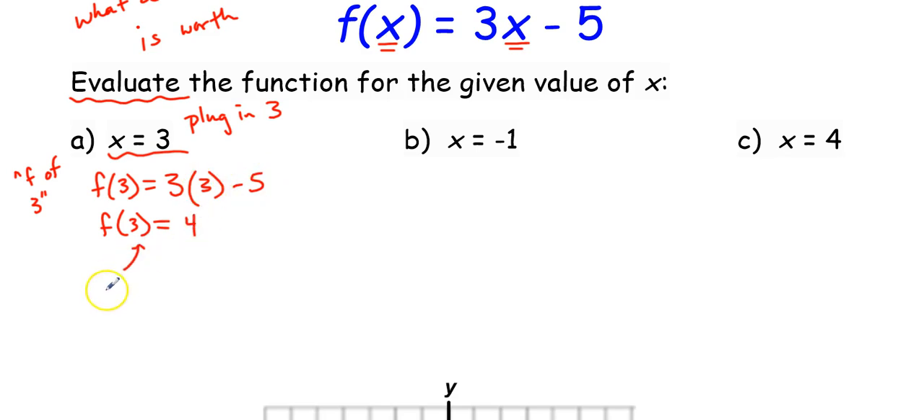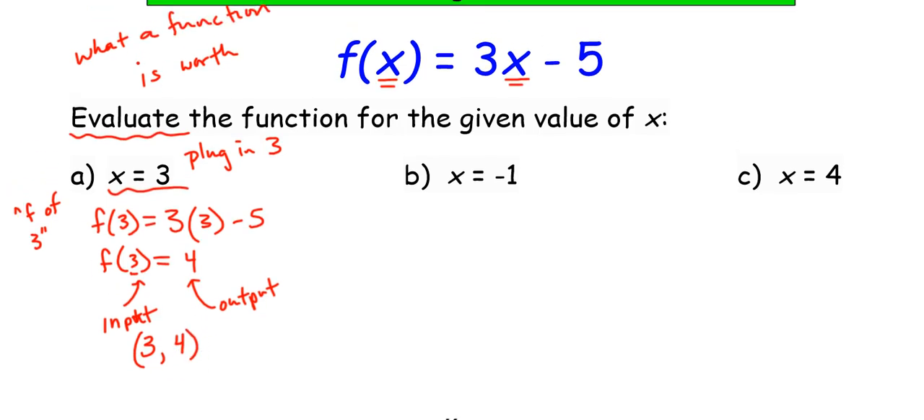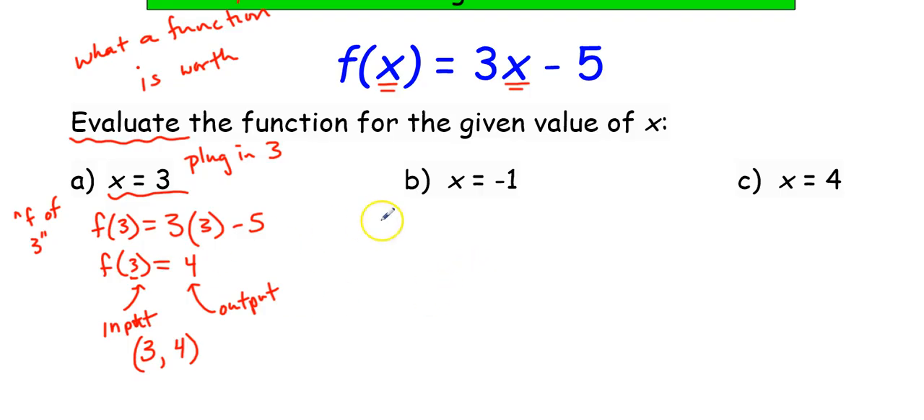Again, just to reiterate, 3 is the input, or x, and the 4 is the output. So if I were to write my ordered pair, my point, it looks like this. The thing I plugged in is 3, so that's my x coordinate, and my output, my y, or my f of 3, is 4. That just gives me a location on this graph, and we'll plot that in a second. Let's do a couple more of these.